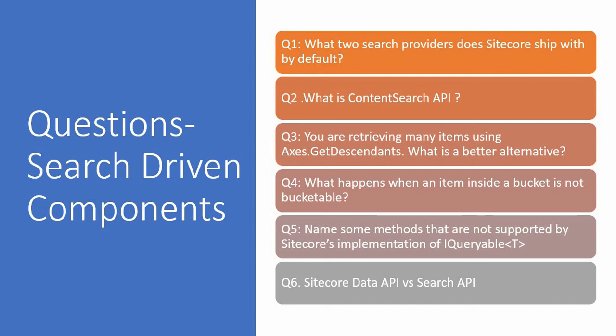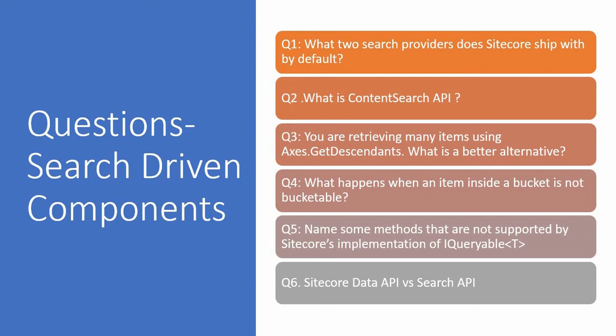The third question would be, what is the difference between Sitecore Data API and Sitecore Search API? And what are the advantages of one over the other and when do you use it? This you should be aware of.